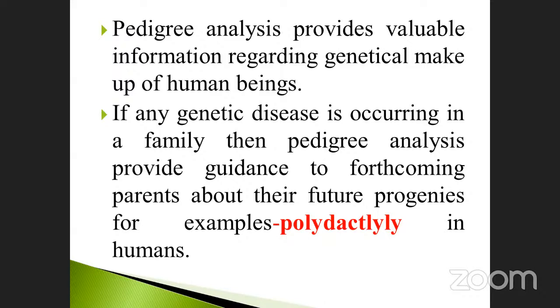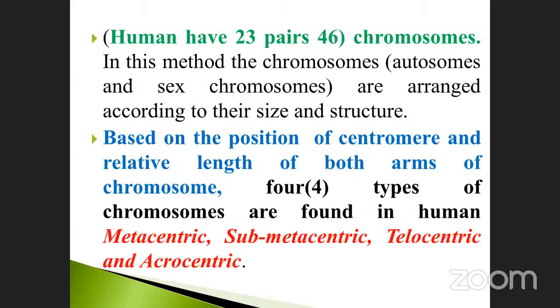Then the pedigree analysis provides guidance to forthcoming parents about their future progenies. For example, the polydactyly allele in humans. This is one of the examples we already discussed. This is also one of the genetic disorders. How can you identify it? By pedigree analysis. See that, this is also already discussed.